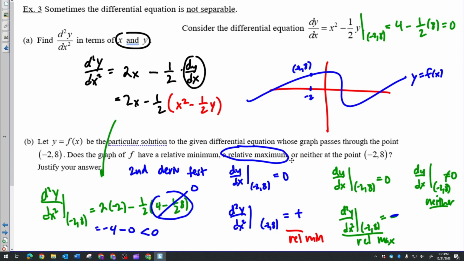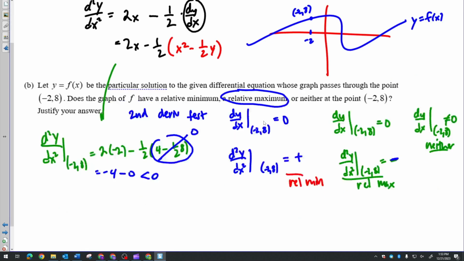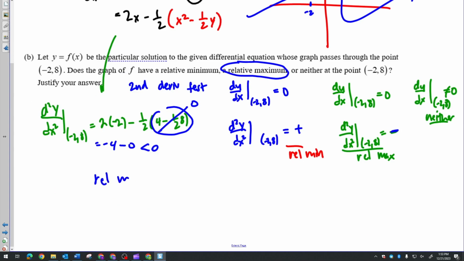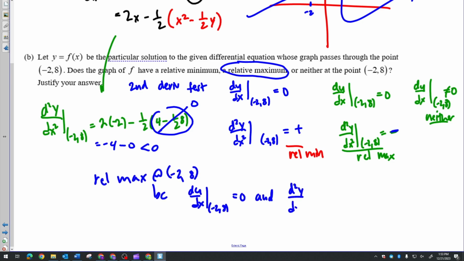Okay, so if I were to justify this, I would say there's a relative max at negative 2, 8, and my justification would be the first derivative at that point is equal to 0, and the second derivative at that point is less than 0. And that would be the reason. You can't just say second derivatives test. They actually want you to explain the test, like how the test works.